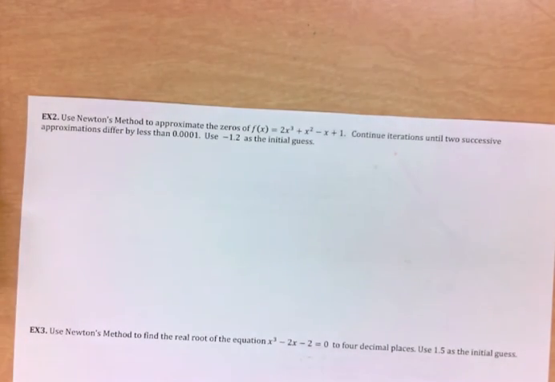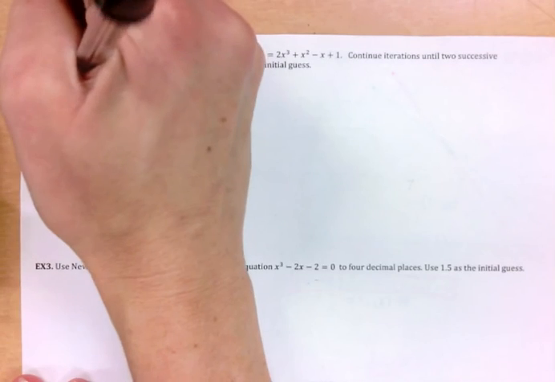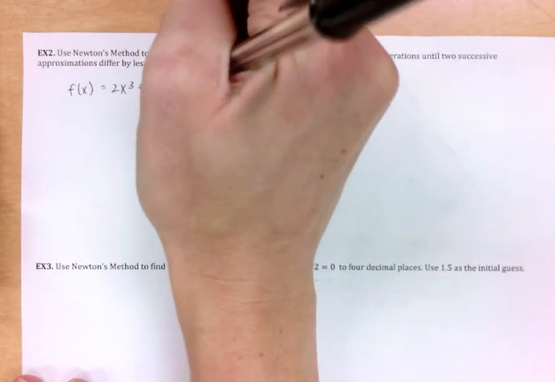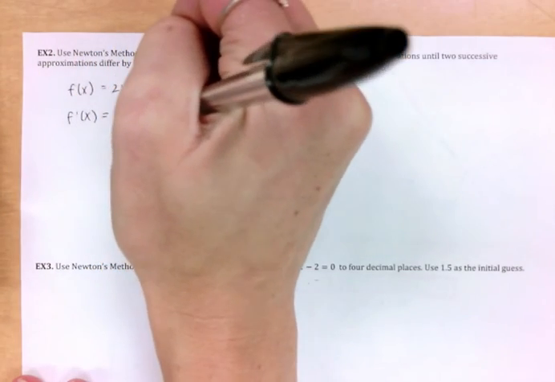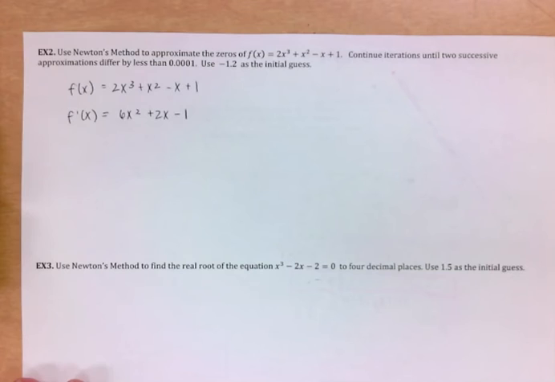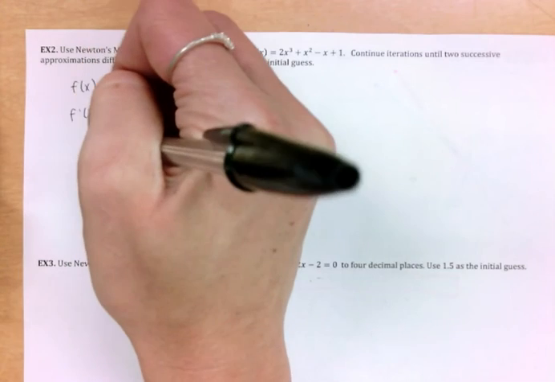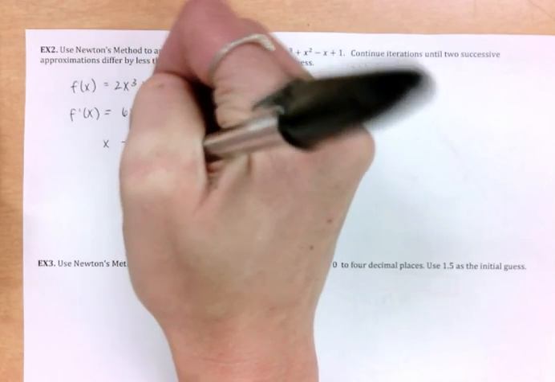Okay, so let's do example 2. Using Newton's method to approximate the zeros of this cubic. So let's do this in our calculator so you see how you can be more efficient. We know that our f is 2x cubed plus x squared minus x plus 1. We know that our derivative is 6x squared plus 2x minus 1. So instead of plugging this in every single time with new numbers, I can just put in generic. I know that Newton's method is my x value minus my f of x value over my derivative x value.